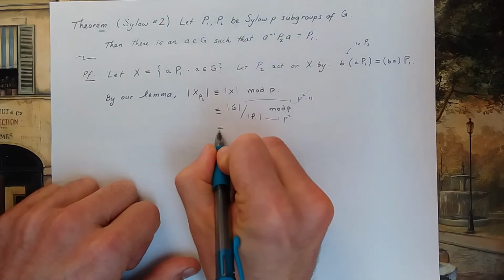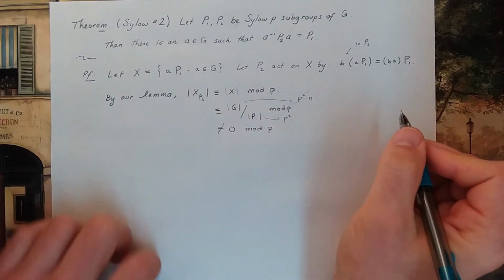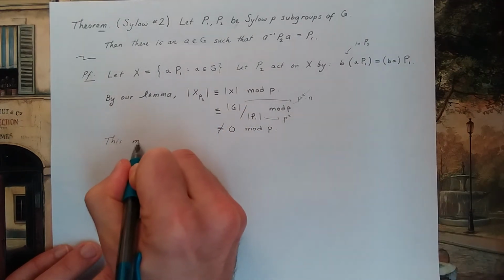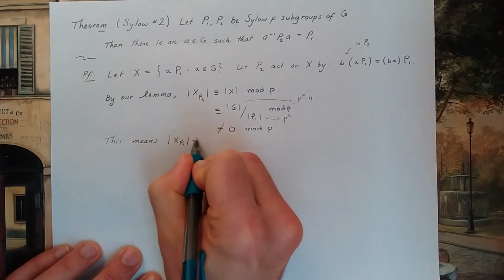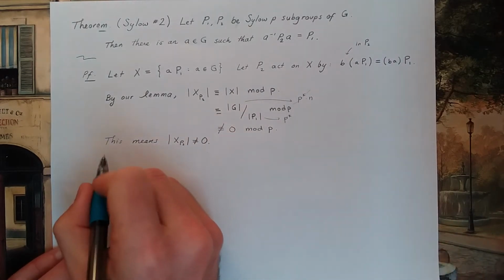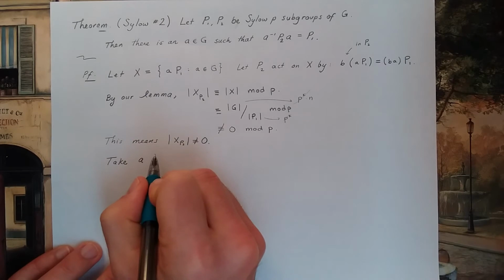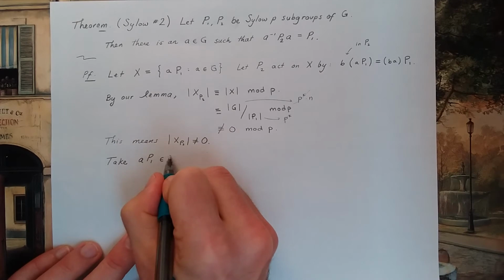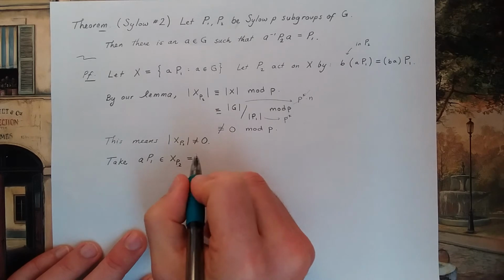So n has no primes in its prime factorization of the form p. So that means this is not equal to 0 mod p. So in particular, this means that this set cannot be 0. It's non-empty. So I could take an element aP1 in this set. Now let me remind you of what this set was from our lemma.